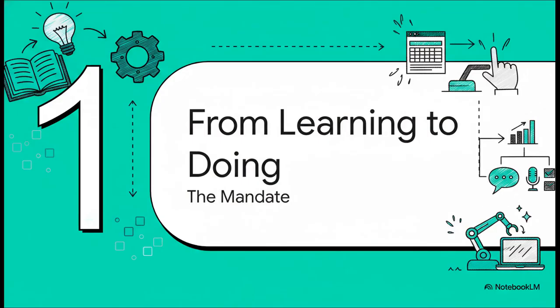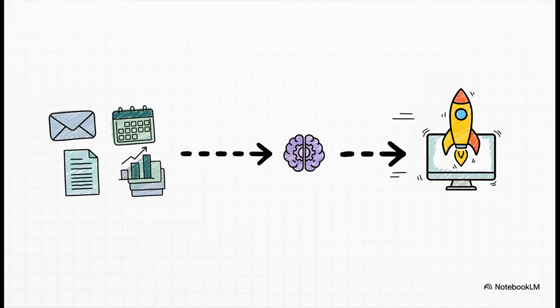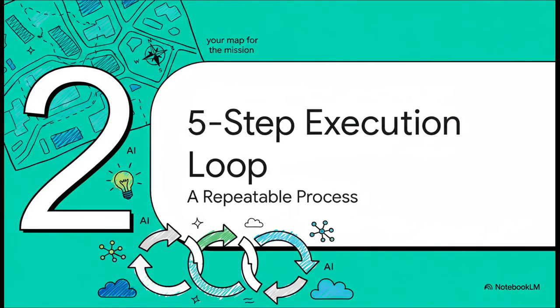Okay, first things first, we're making a big shift here. We're going from just learning to actually doing, because let's be honest, that's where the real value is. And the goal here is super simple. We're going to apply these skills to real tasks, stuff you actually do at your job. And here's the promise. By the time we're done here, you will have a fully deployed AI workflow ready to go immediately.